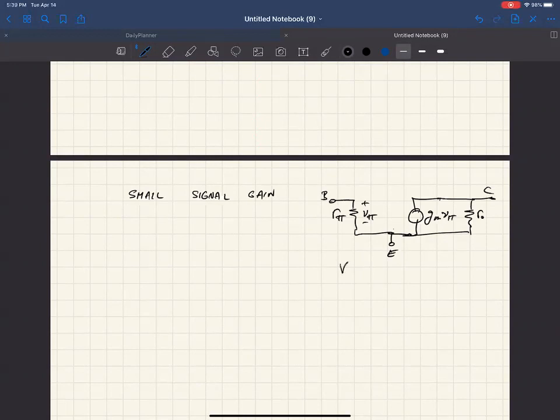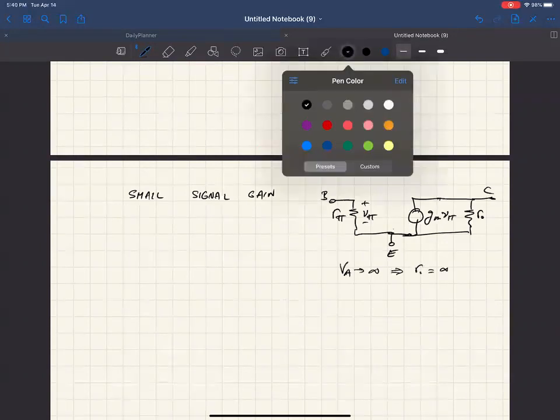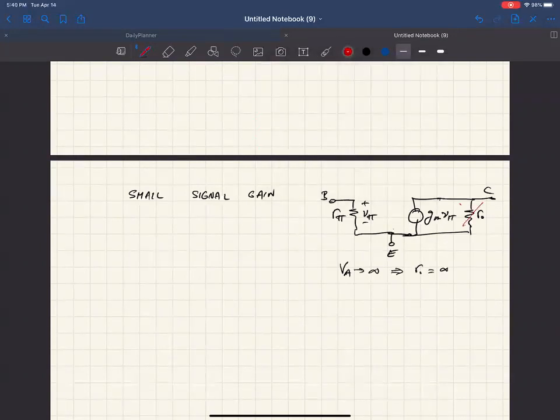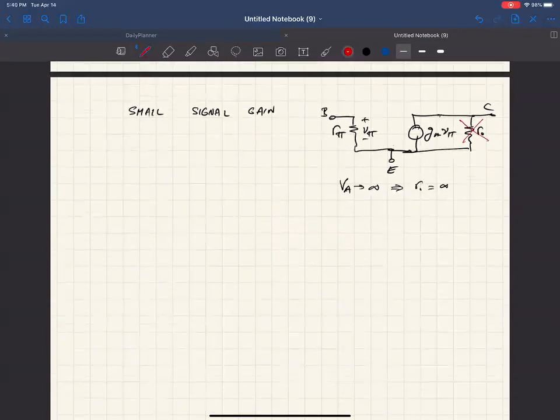Okay, so for the sake of ease of discussion, let's say that if we set the early voltage to be infinite, that would make r naught infinite, so we don't have to worry about r naught for the initial discussion, just to keep things simple. Then we'll add it back in once we calculate the simpler case without r naught.